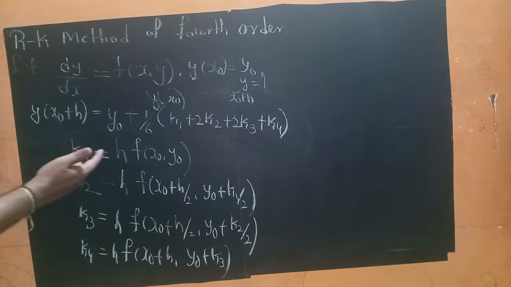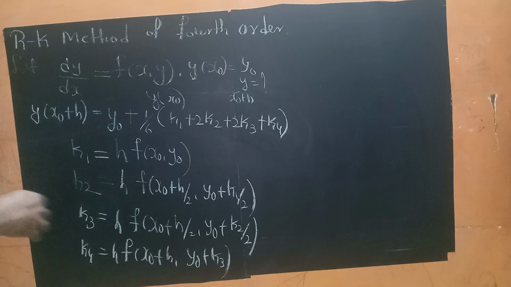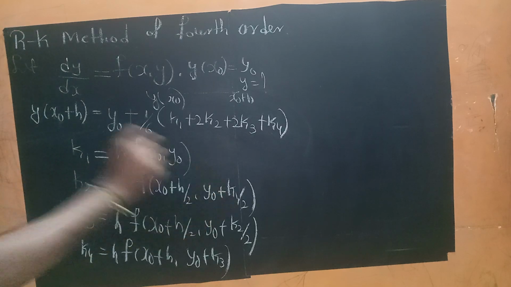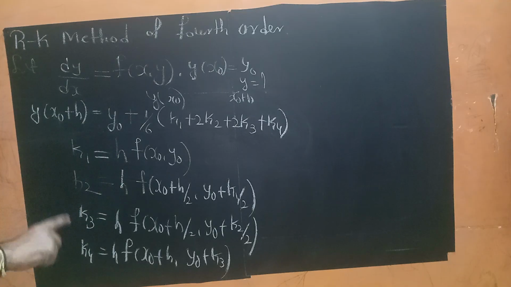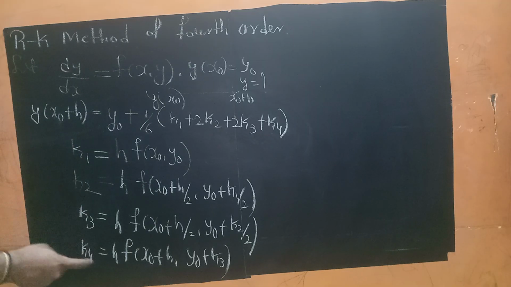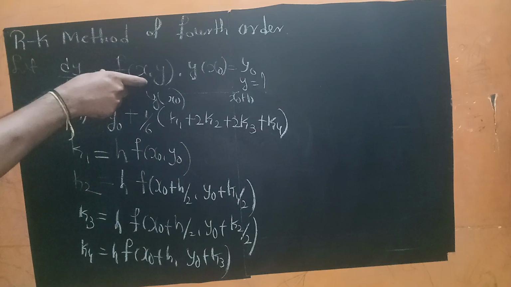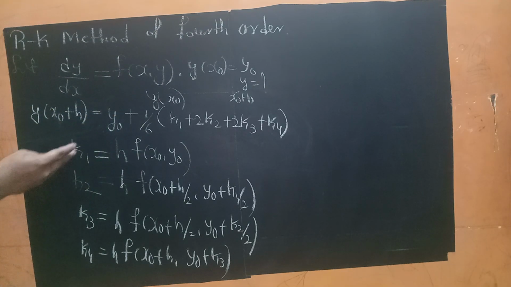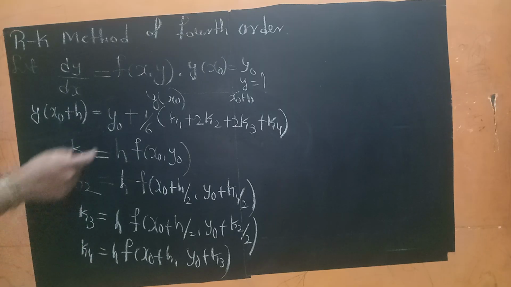You see, all this acts like iterative values, meaning recursive values. So if k1 is proper, then we can easily find the correct value of k2, because k1 is used in k2. If k2 is correct, then k3. If k3 is correct, then k4. That's why the initial value, the first value of k, is very, very important. How to find this k1, k2, k3, k4 in the RK method is very important. So once we get k1, k2, k3, k4, if we replace all the values in this formula, then we will get the required value of that function at that particular point.